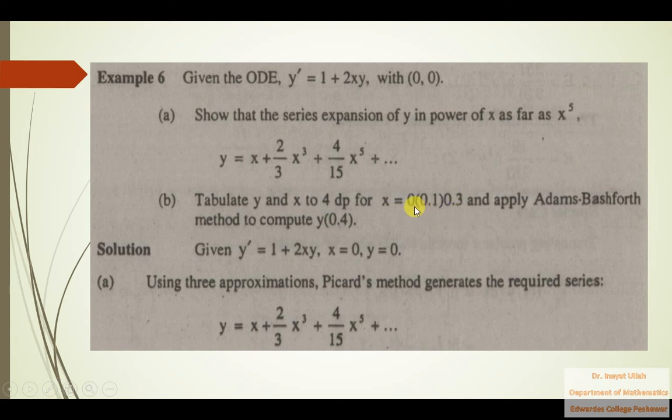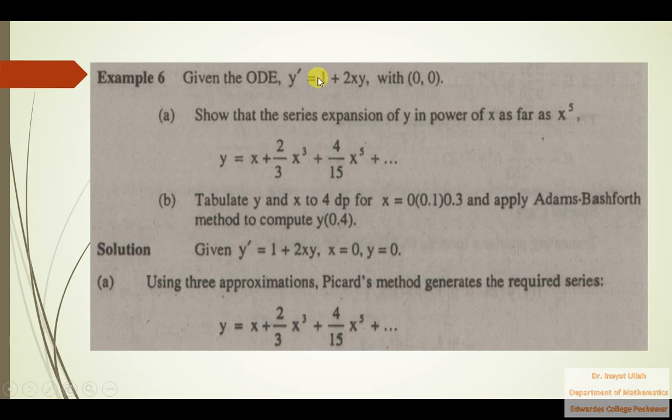Whenever you put these values of x in this equation, whenever you put x equal to 0 here, you will get y equal to 0. Whenever you put x equal to 0.1 here, you will get y1. Whenever you put x equal to 0.2, you will get y2, and whenever you put x equal to 0.3, you will get y3. So these are the values of x and these are the values of y.